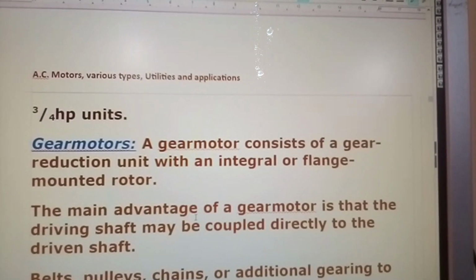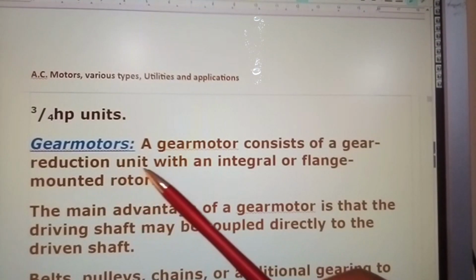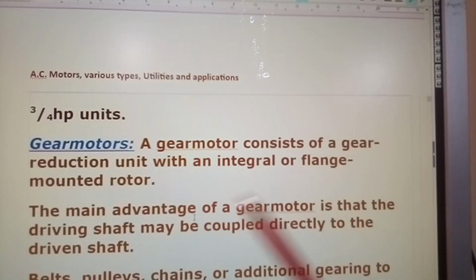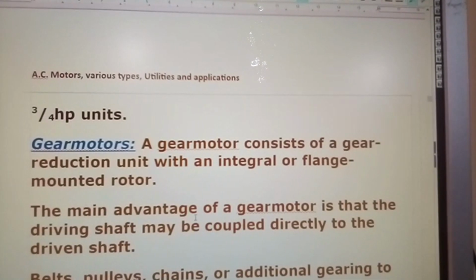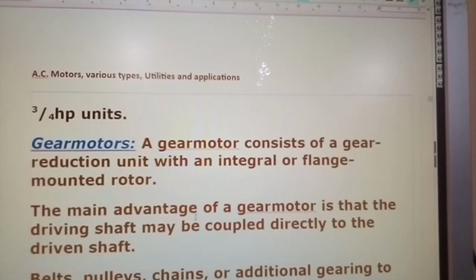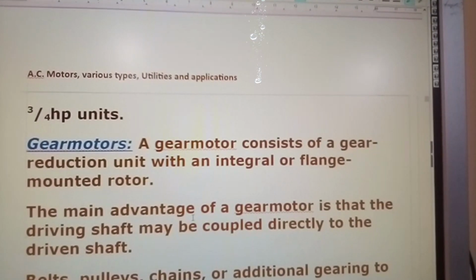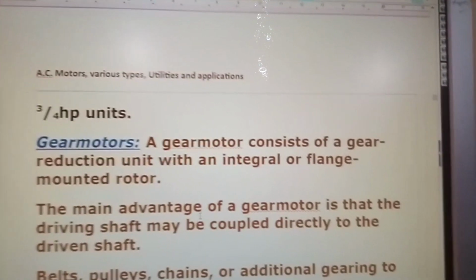Okay, gear motors. A gear motor consists of a gear reduction unit with an integral or flange mounted motor. Now, what this gear unit does, it allows the motor to run at a given speed and allows you to control the speed of the motor through a gearing system.